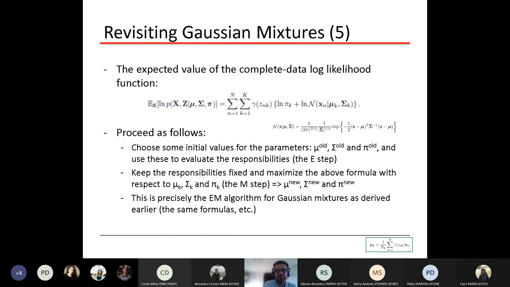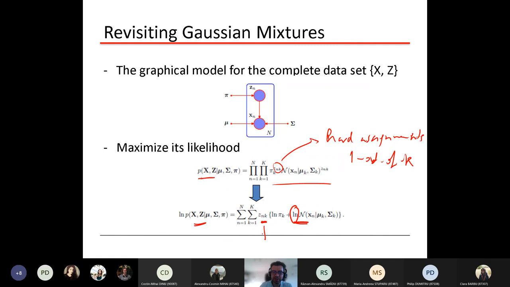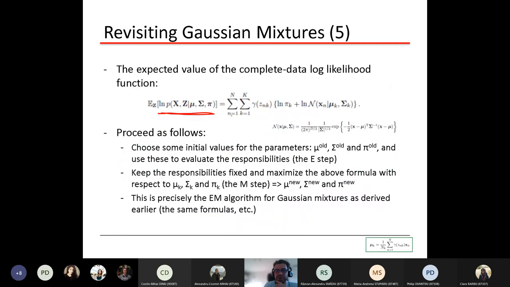And now, when we are revisiting, we say the expected value of the log likelihood for the complete data set. So you see what happens: we don't know z_nk, so instead of having z_nk, we put here the best that we have. Instead of putting z_nk, we put the responsibility of z_nk. So it's a posterior distribution. So this is what happens over here. We don't know z_nk, therefore instead of z_nk, we put gamma of z_nk. And now actually this is the expectation.